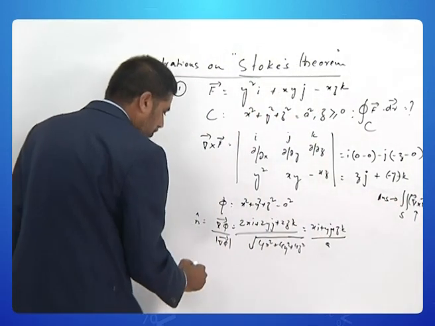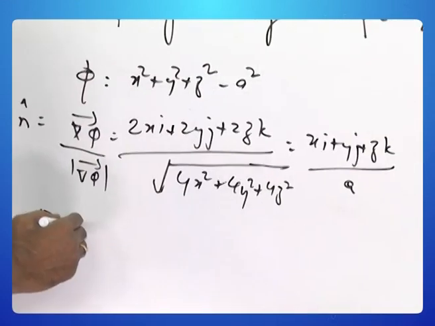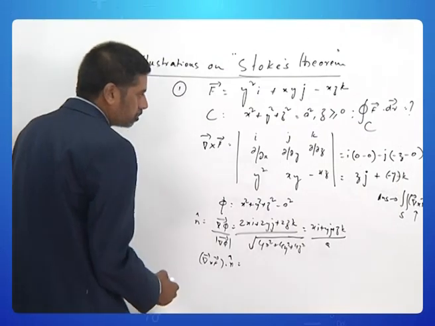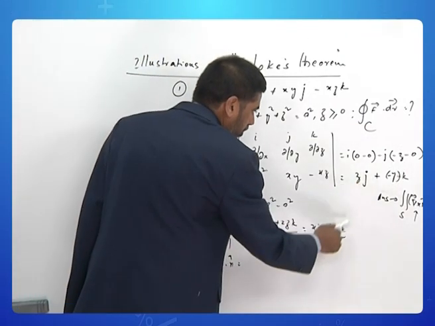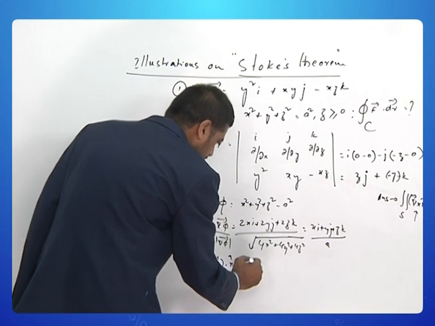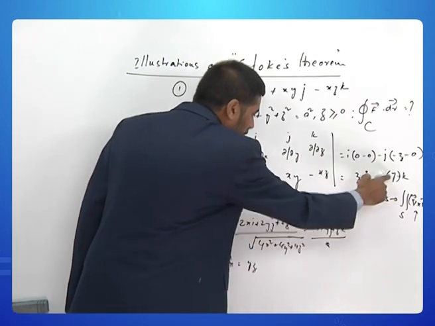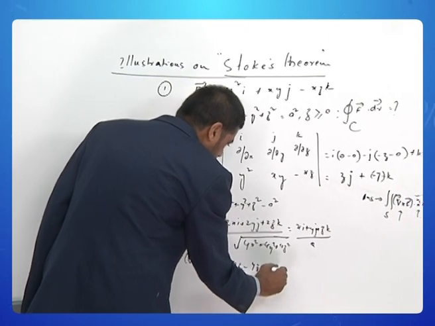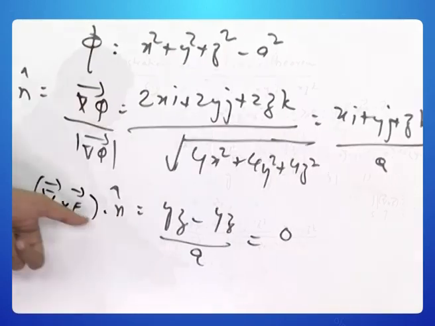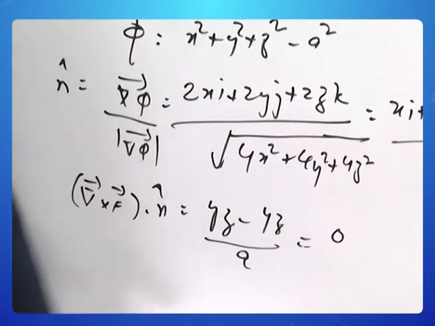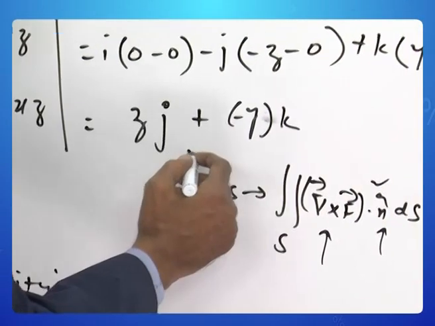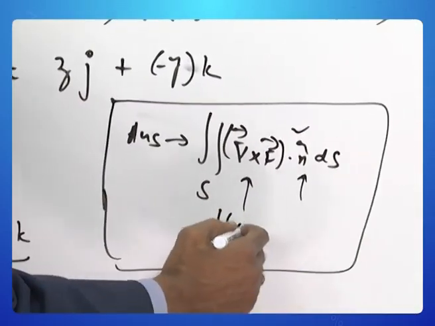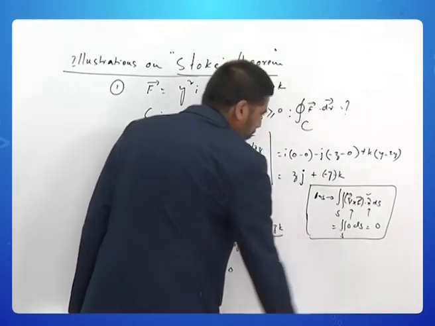Now when you take the dot product of del cross f dot n cap, it would be the dot product of this and this one. So this will be z into y, yz, minus y into z, minus yz, by a. So that's a very lucky situation. Del cross f dot n cap has become 0. So if you go back and see, our answer is produced from this step. So this will be surface integral 0 ds. So the answer is 0.